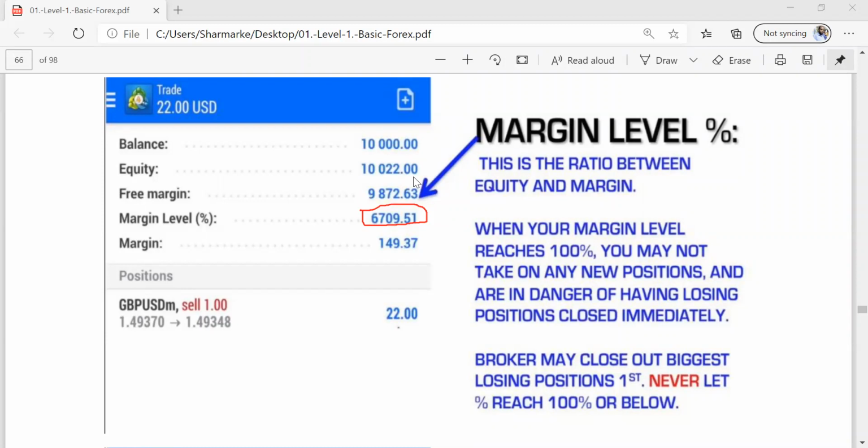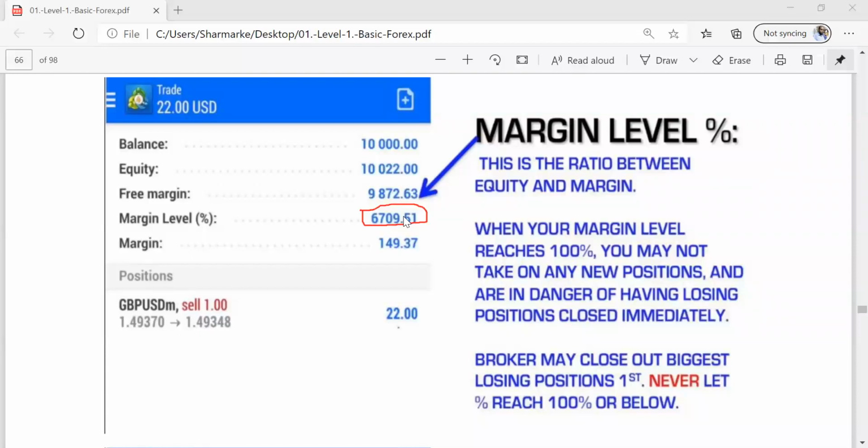When your margin level reaches 100%, you might not take on any new positions. You cannot take any positions because you have used all your margin and are in danger of having a losing position closed immediately. If the margin level percentage goes down under 100, it's possible that the account cannot continue, so you might be stopped out.